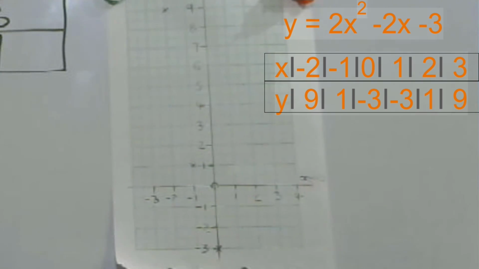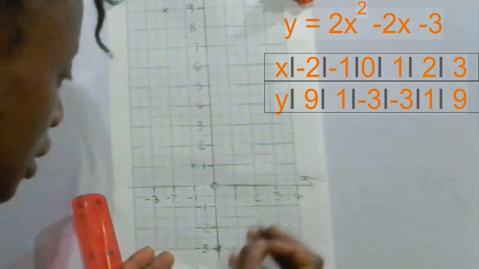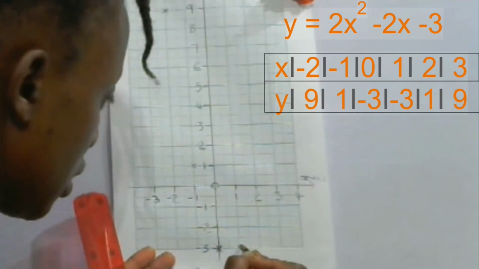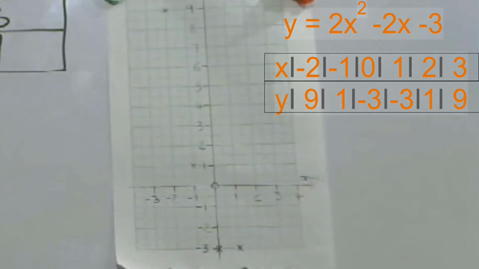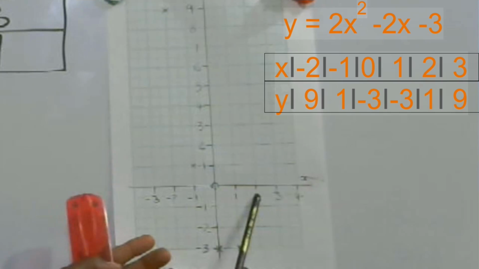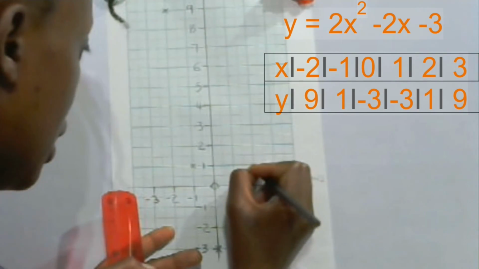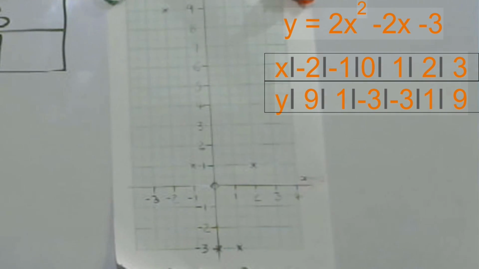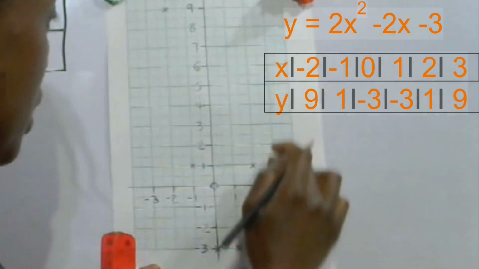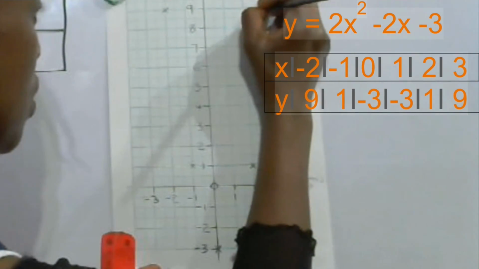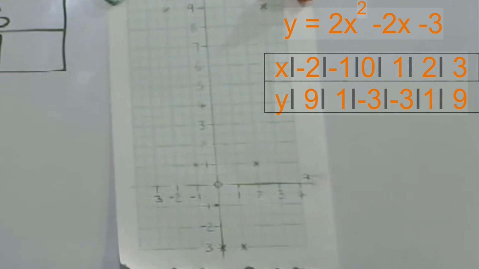Okay. Then we've got our fourth coordinate as 1, negative 3. So it's right there. Then we've got 2, 1. 2, 1 is right there. And then we've got the last one, a 3 and a positive 9. It's also up there. Then when you've got all these, you join your points.